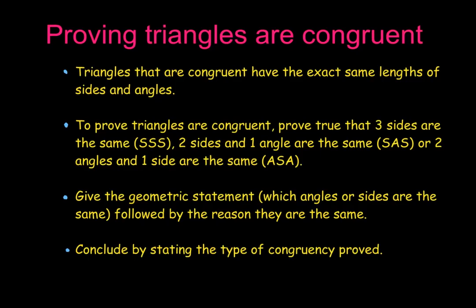Triangles are congruent when they have the exact same lengths of sides and angles. So there's exact same lengths of the sides and angles. Basically, they're an exact match of each other. To prove triangles are congruent, we must prove that either three of the sides are the same, which is denoted by SSS, or two sides and one angle are the same, SAS. You also must give the geometric statement, which angles or sides are the same, followed by the reason why they are the same. And our conclusion is done by stating the type of congruency proved.